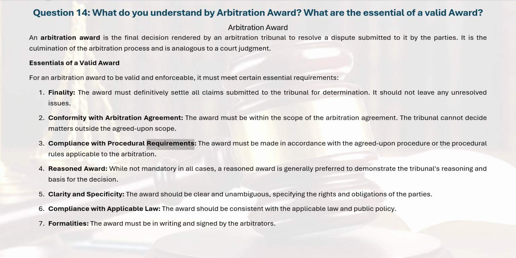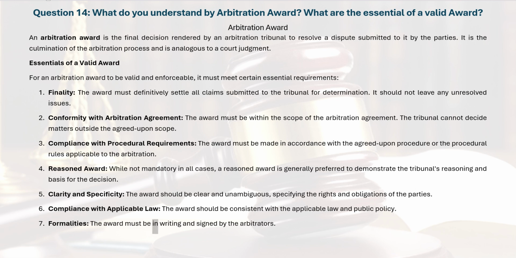Compliance with procedural requirements: the award must be made in accordance with the agreed-upon procedure or the procedural rules applicable to the arbitration. Reasoned award: while not mandatory in all cases, a reasoned award is generally preferred to demonstrate the tribunal's reasoning and basis for the decision. Clarity and specificity: the award should be clear and unambiguous, specifying the rights and obligations of the parties. Compliance with applicable law: the award should be consistent with the applicable law and public policy.